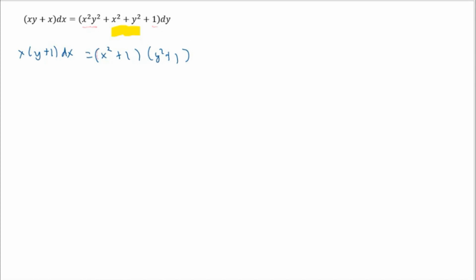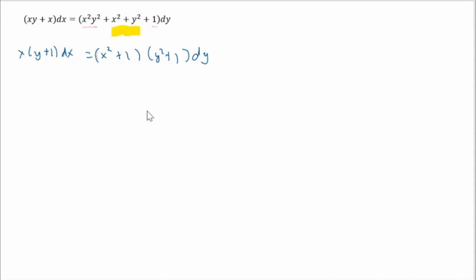Now if you are going to check whether these factors are correct, you can use the FOIL method. Let's try. x squared times y squared is x squared y squared. Outer terms, x squared times 1 is x squared. Inner terms, 1 times y squared is y squared. And the product of the last terms, 1 times 1, is equal to 1. So therefore, the factored form is correct.